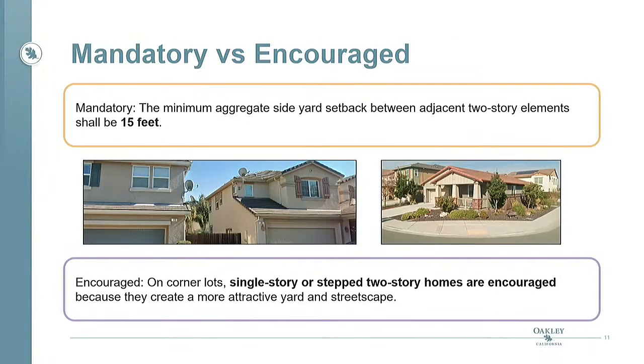Here's an example. Something that's mandatory in Oakley is that the minimum aggregate side yard setback between adjacent two-story elements shall be 15 feet. Something that's encouraged, we work really hard with the applicant to try and achieve, is on corner lots, single-story or step two-story homes are encouraged because they create a more attractive yard and streetscape as the height of buildings steps up from the corner.